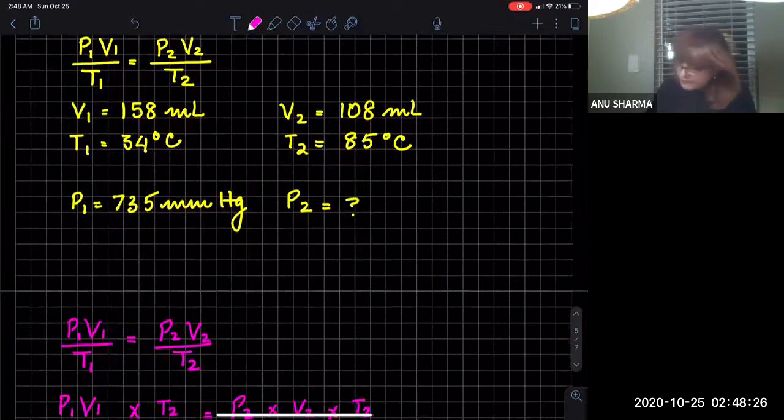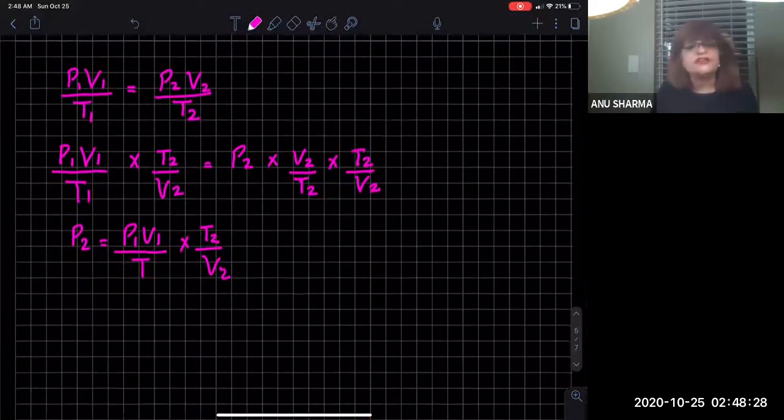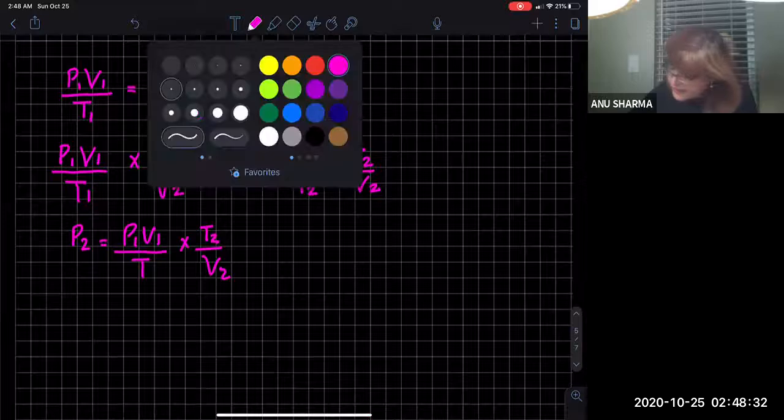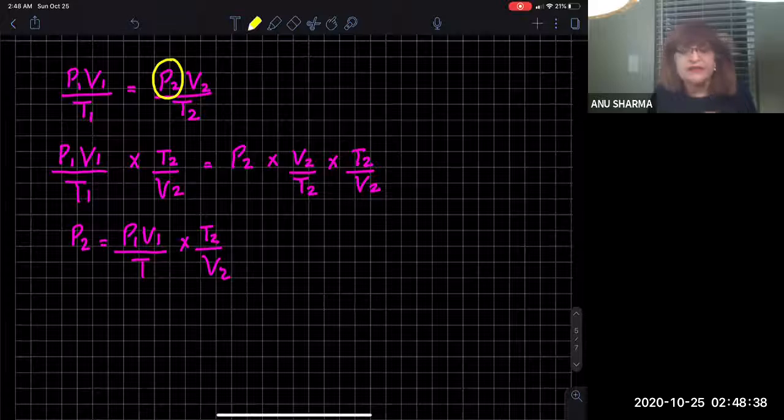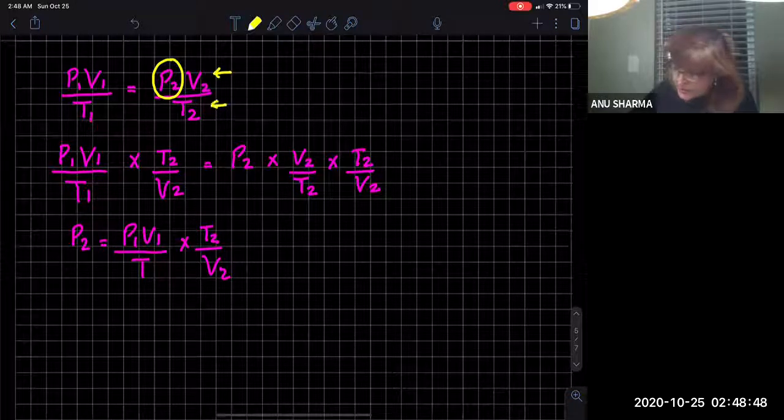So what we do first is the algebraic conversions. We need to find P2. Here's what we need to find. This is our unknown. The rest of the entities are all known. So you're going to bring all the variables that are known on one side, and V2 and T2 here need to be brought on this side of the equation.